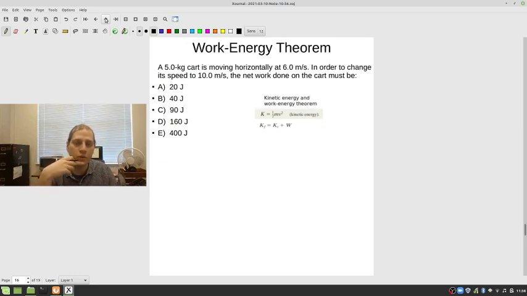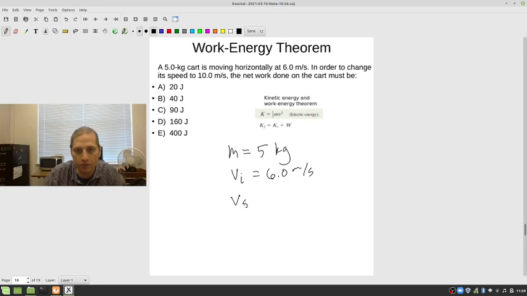Okay, so here's one that's just asking you to use your work energy theorem. You have a 5 kilogram cart, so m equals 5 kilograms. You have an initial speed, v initial is 6 meters per second. You have a final speed of 10 meters per second. And it says the net work done on the cart must be.